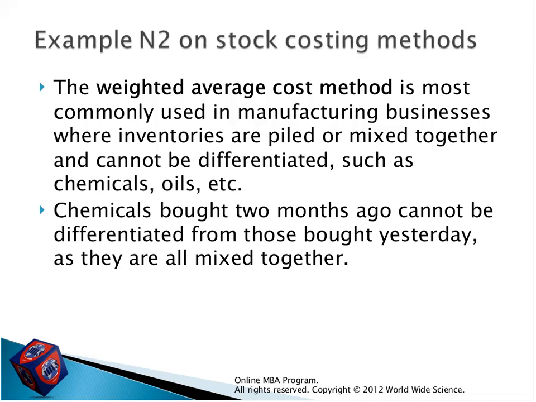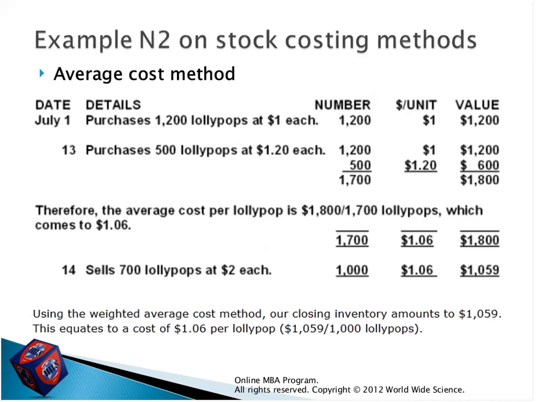Each company will decide which method is best for them. Here we have a calculation based on the average costing method. Let's see. Remember the purchases. The first purchase is 1,200 lollipops at $1 each, valued at 1,200 US dollars. The second purchase is 500 lollipops at a price of $1.20, valued at 600 US dollars.